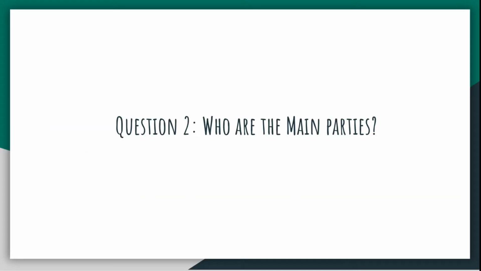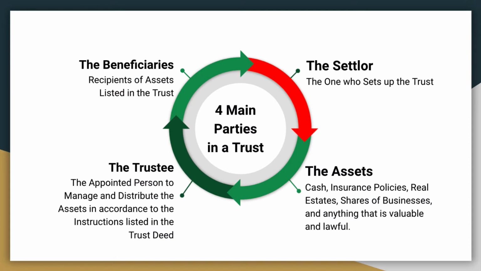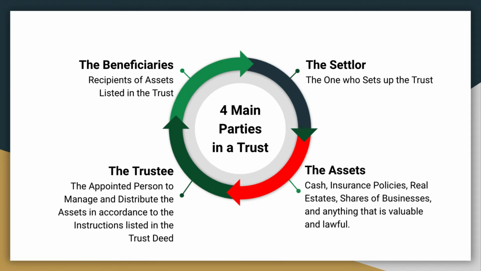So right now, let us quickly move on to question number 2, where I will be answering who are the main parties involved in the establishment of a trust. So basically, there are 4 main parties that are involved in establishing a trust. Number 1, we have the settlor. The settlor is the person who establishes a trust. Number 2, we have the assets. And these assets may include the settlor's cash, life insurance policies, real estates, shares of businesses, and anything that is of value and it is lawful.